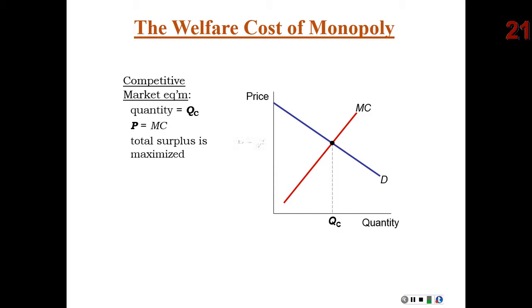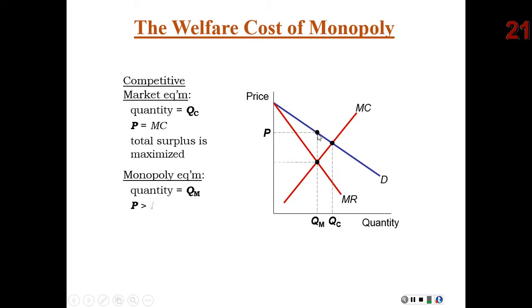But let's look at a monopolist. Same market. Now we throw in a marginal revenue curve. Where's the monopolist going to produce? The monopolist is going to produce right here, where marginal revenue is equal to marginal cost for them, which is going to be a smaller quantity and a higher price, and thus price is greater than marginal cost, which gives us this triangle right here, which we call deadweight loss. What this triangle represents is the fact that buyers on this demand curve value this product more than it costs the monopolist to make it.